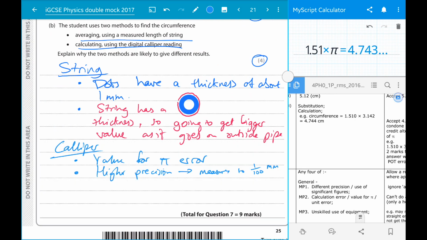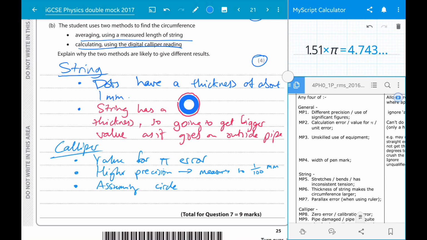You're only measuring the diameter and you're assuming it's a circle. We haven't had to assume it's a circle for the string. It could have been a slightly oval shape. So we're assuming it's a circle when we use that equation. Those are problems. So I've mentioned a few things. Let's see how mark-worthy they are and see how many other things are in the mark scheme.